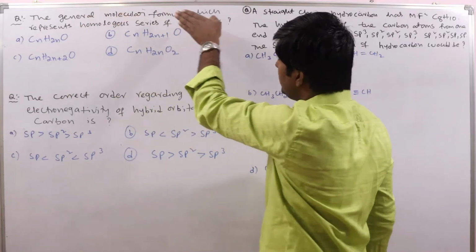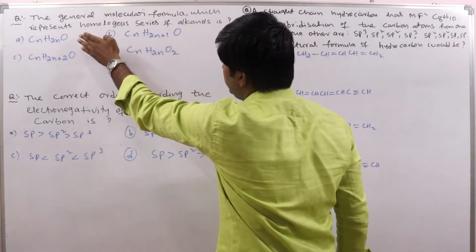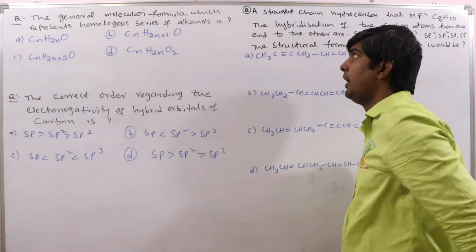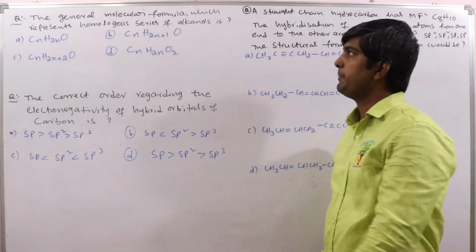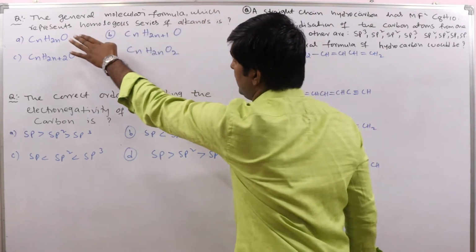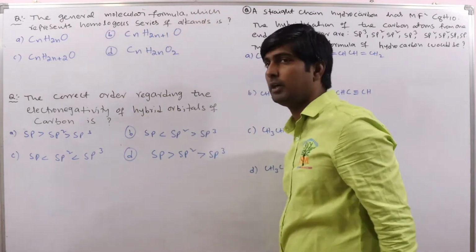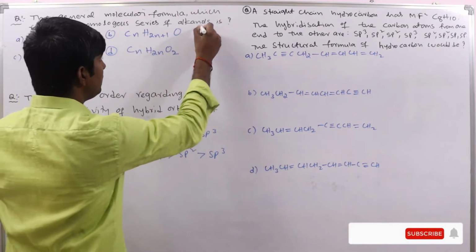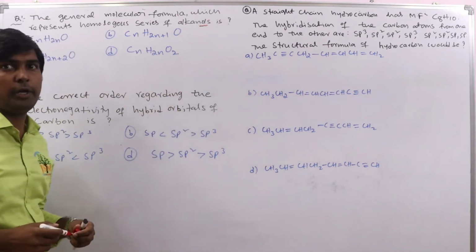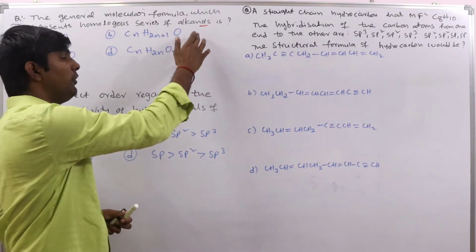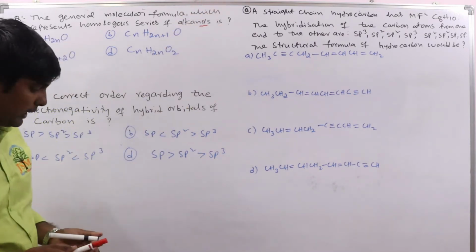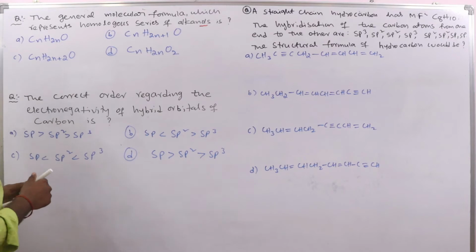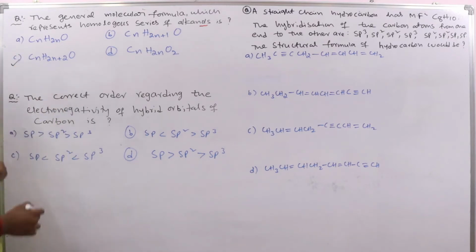The general molecular formula which represents the homologous series of alkanols is. The general molecular formula which represents the homologous series of alkanols. See here, what is given? Alkanols. What is the functional group? OH. So the general formula of alcohols we have to identify. So here this will be the answer.